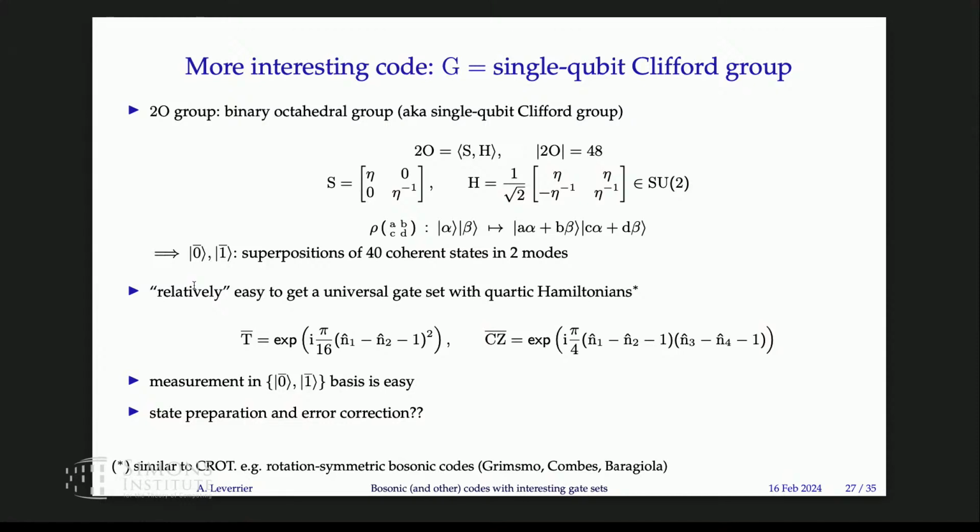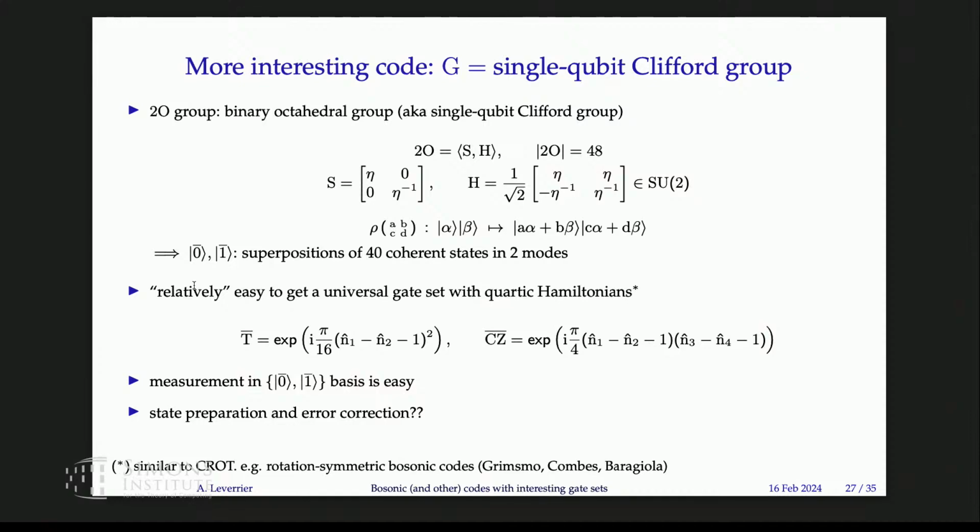And then it's not too complicated to complete that to get a universal gate set, to get CNOTs or CZs and T gates. But here it's not Gaussian unitaries anymore. It's unitaries with quartic Hamiltonians. So it's a bit less easy, but if you do that, you get a universal gate set. This code is easy to measure in a 0-1 basis. But state preparation and how you do error correction, I don't know how to do that. Okay, so that's just one other example of bosonic codes that you can do with this kind of machinery.